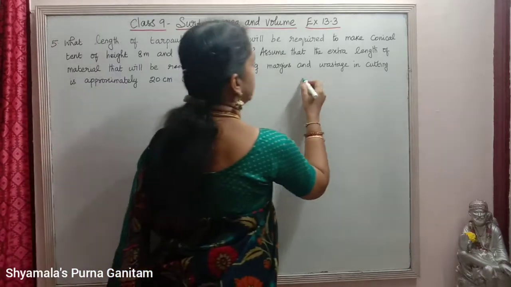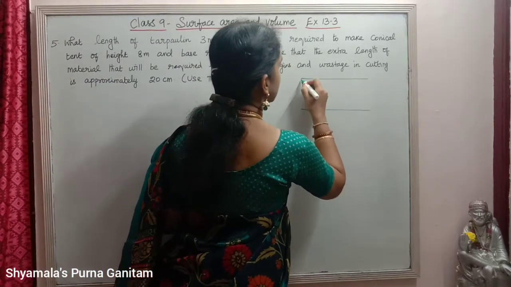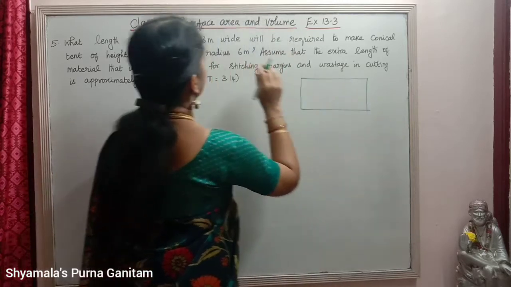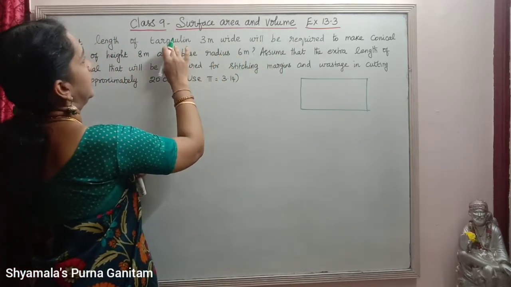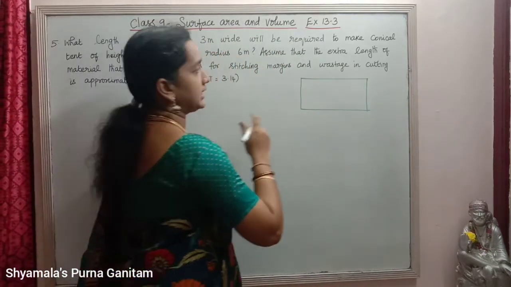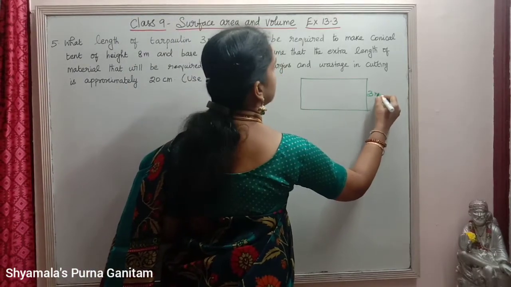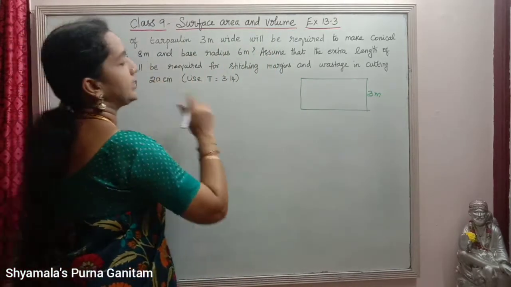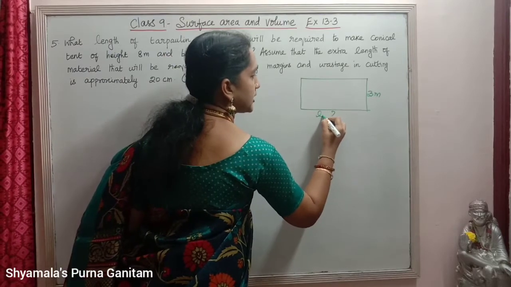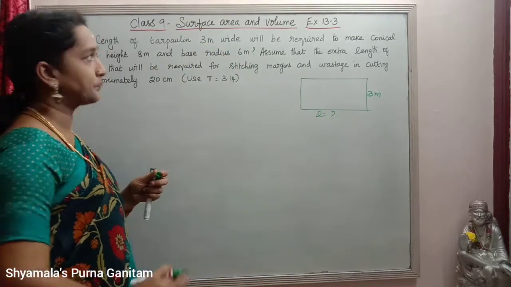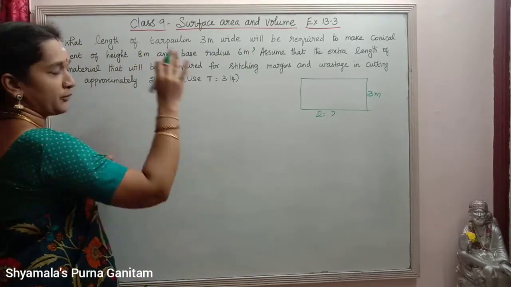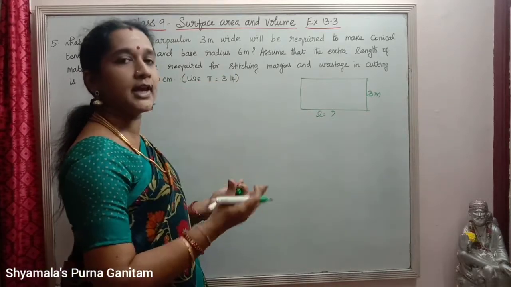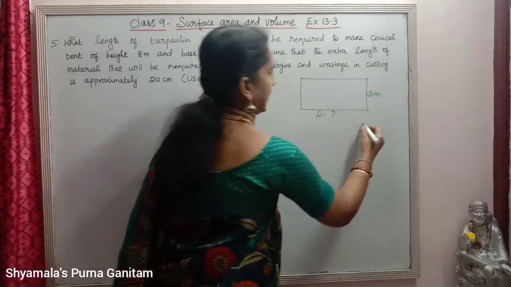So, the tarpaulin cloth will be like this. The width is given as 3 meter. What length of tarpaulin? We are asked to find the length. From this tarpaulin cloth, they are going to make a conical tent.